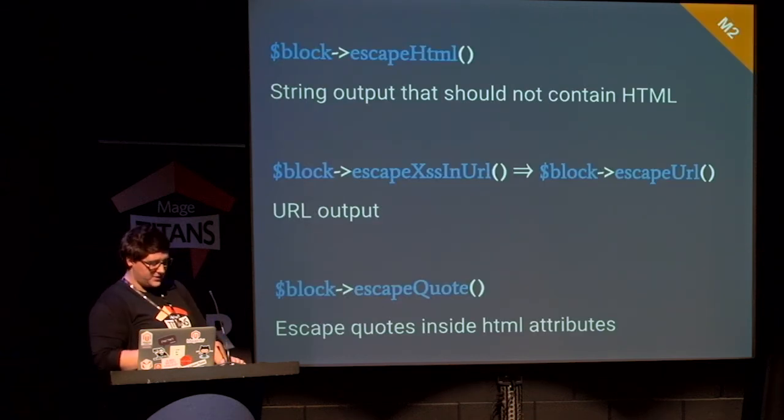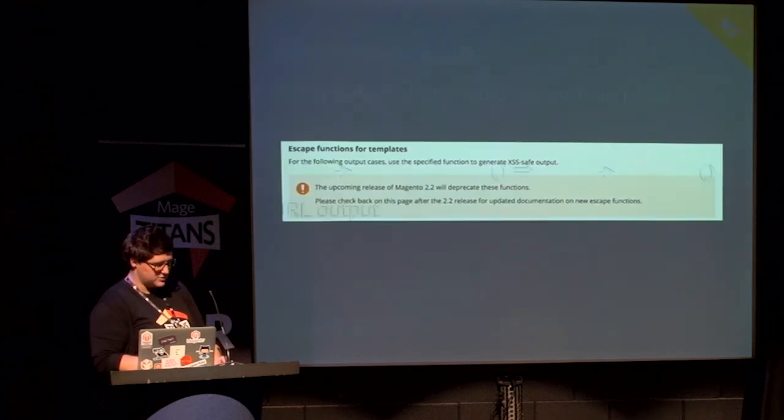Then there is escapeXssInUrl, which basically is internally called from escapeUrl. So actually it's clever to use escapeUrl, but can someone send me a reminder that I make a pull request for the DevDocs? Actually, it should be escapeUrl and not escapeXssInUrl. And there is also escapeQuote, just for escaping quotes inside HTML attributes.